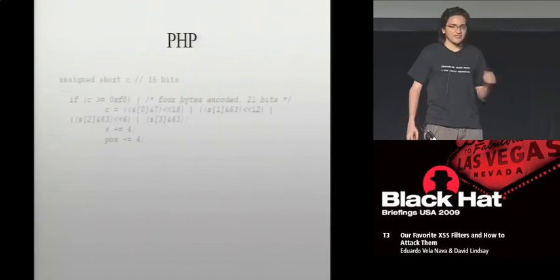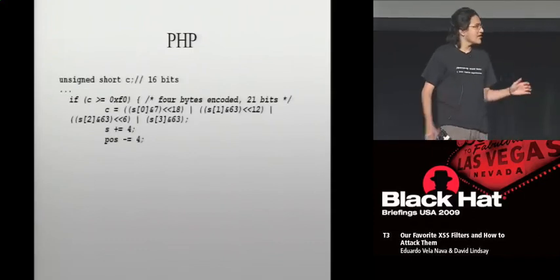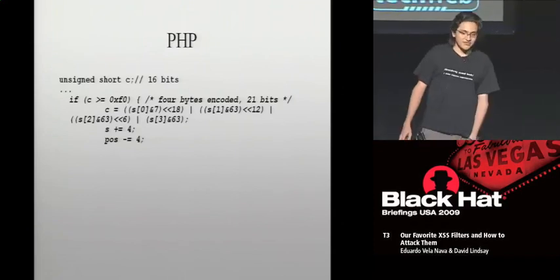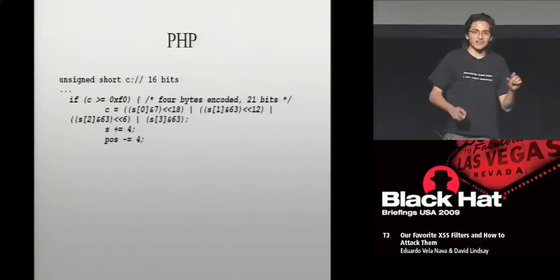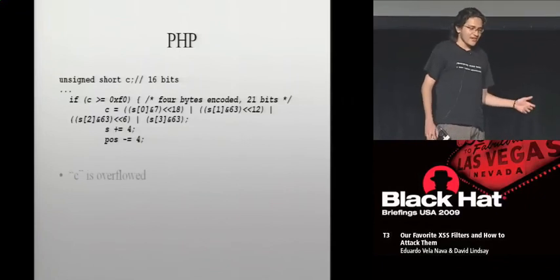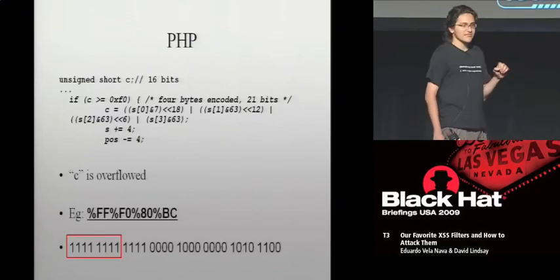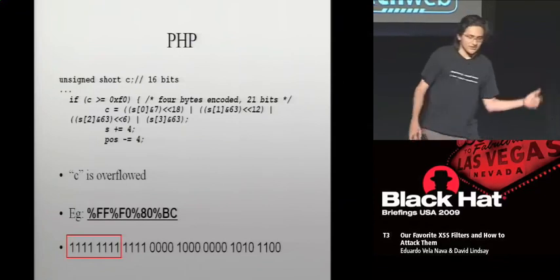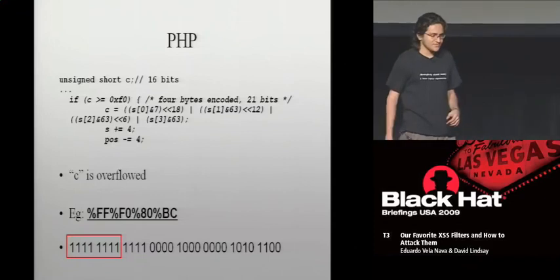PHP. Well, PHP is worse. Their implementation of UTF decode is very bad. They declare C as an unsigned short, and then they use it to put 21 bits inside it. And these are the actual comments of the code. So they know that they are overflowing, and they don't care. Anyway, this means that you can put invalid Unicode that will not be detected even by filters that are Unicode aware and overlong aware. So this is a specific attack against PHP.